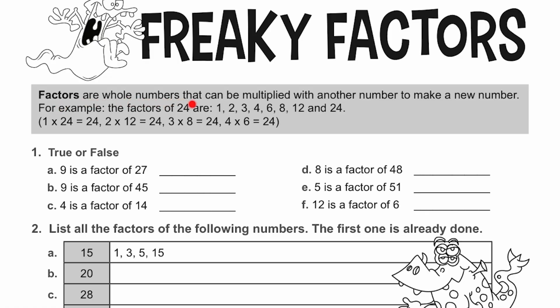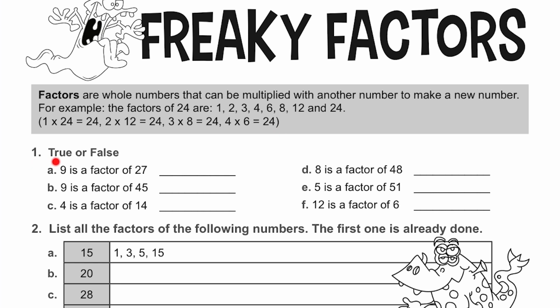Factors are whole numbers that can be multiplied with another number to make a new number. For example, the factors of 24 are 1, 2, 3, 4, 6, 8, 12 and 24. That means that we can multiply these together to make 24. 1 times 24 equals 24. 2 times 12 equals 24. 3 times 8 equals 24. 4 times 6 equals 24.